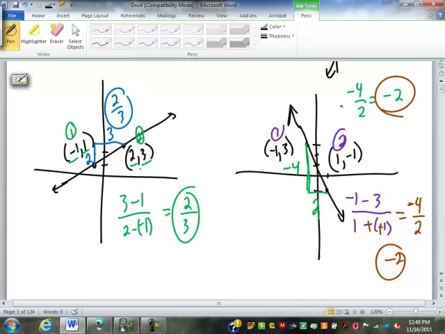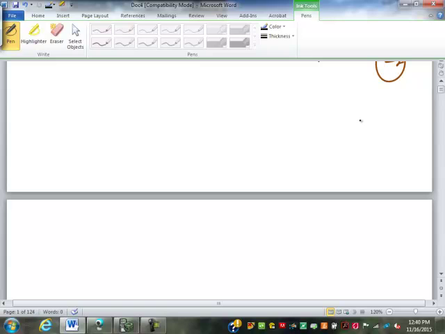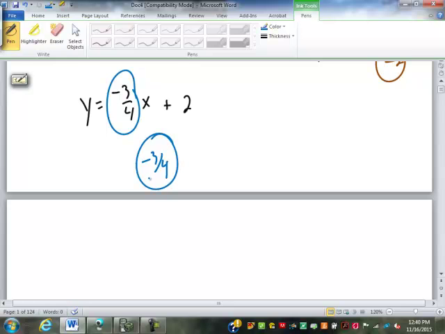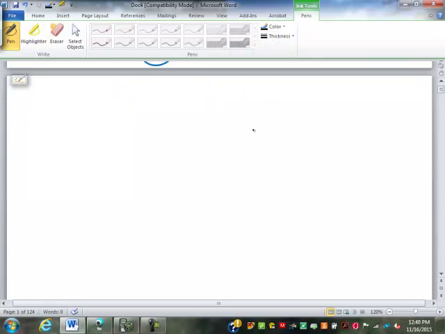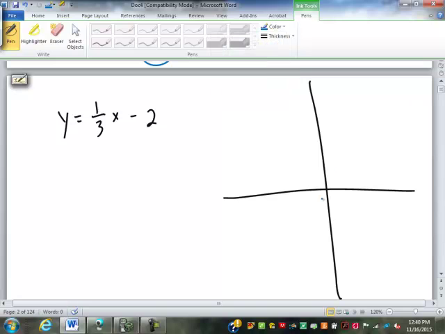What do you think? So if I gave you an equation and asked you what's the slope, how would I find the slope? Negative 3/4 is the slope. Very good. If I asked you to graph this, what would you do? Down 2, okay. Up 1 over 3, perfect. There's my line.